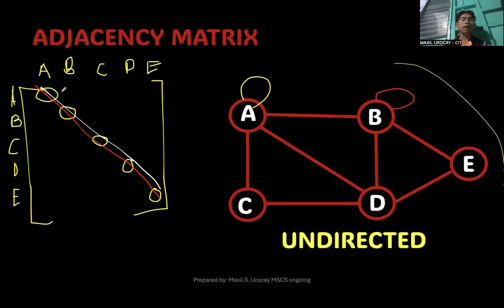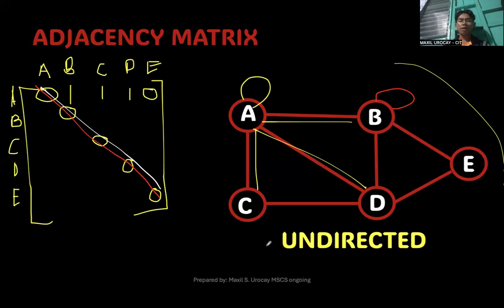So now let's try to define A to B. Is there A to B? There is an A to B relationship, and that is 1. And A to C, there is a relationship that is 1. A to D is also 1. A to E, A and E are not connected, so that is 0.